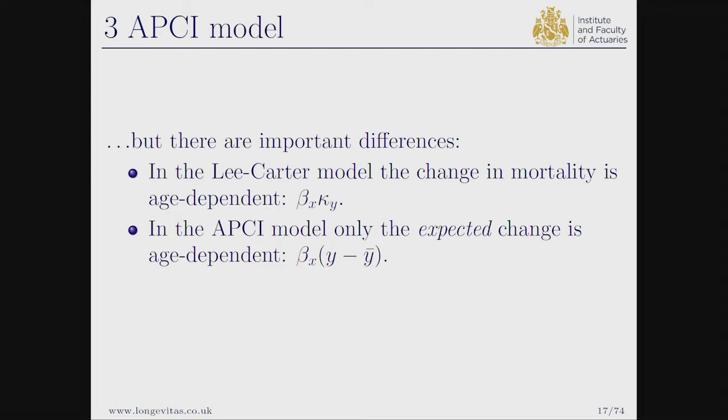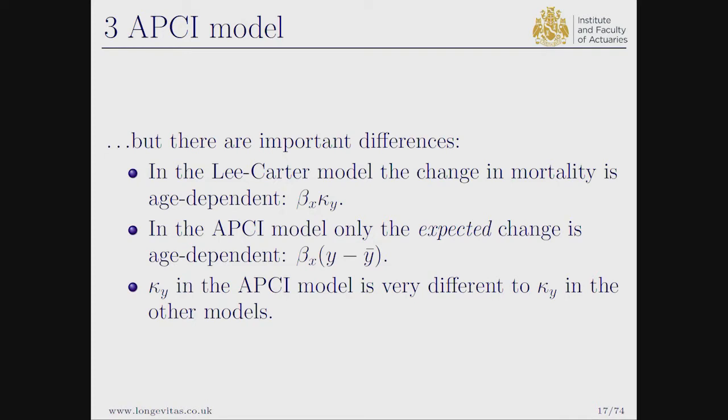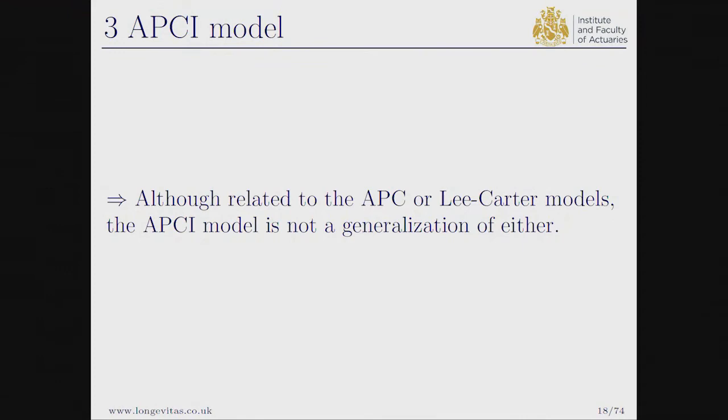In particular, if we look at the age period cohort model, the nature of the kappa, its behavior, how it looks, what it does, and what it represents, is quite different between the APC and the APCI model. That's not obvious from the maths, and indeed the names would lead you to conclude that the APCI model is a generalization of the APC model. But as we'll see shortly, there's very, very different behavior in the two models. So although it's related, it's not a generalization of either.